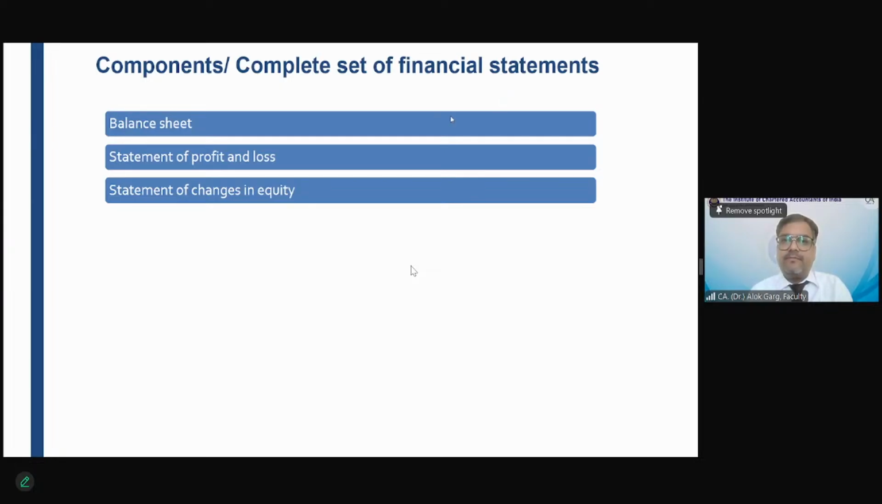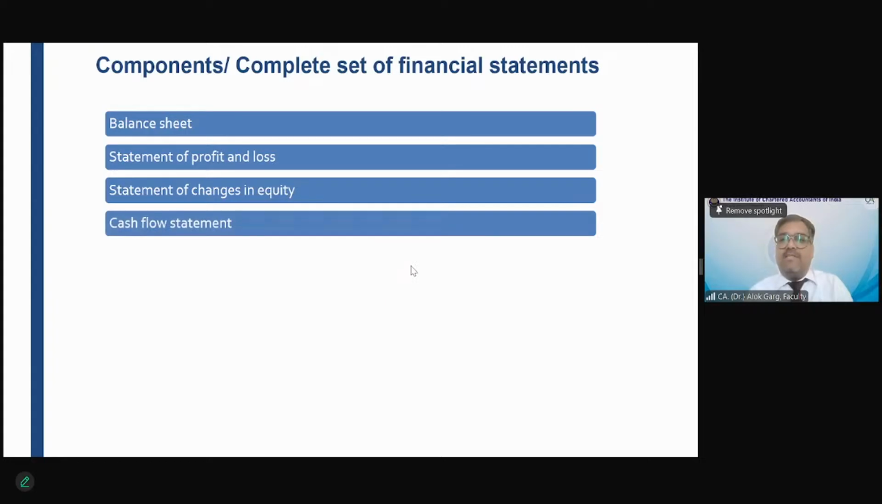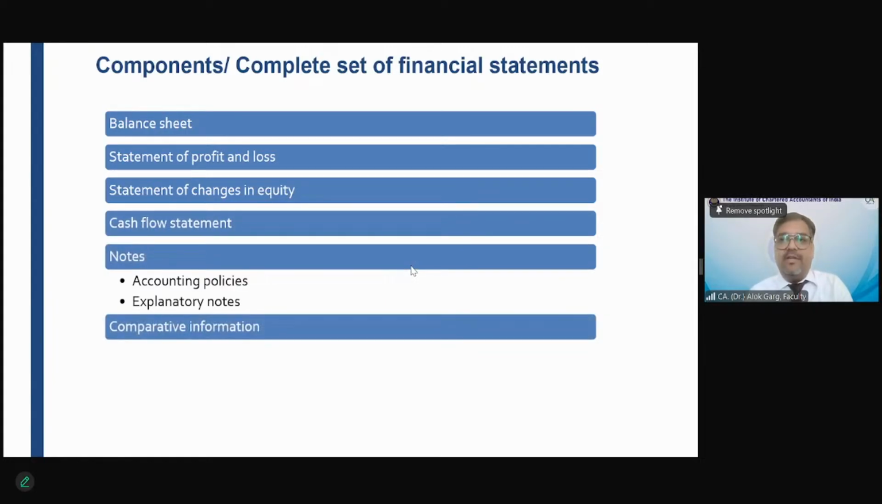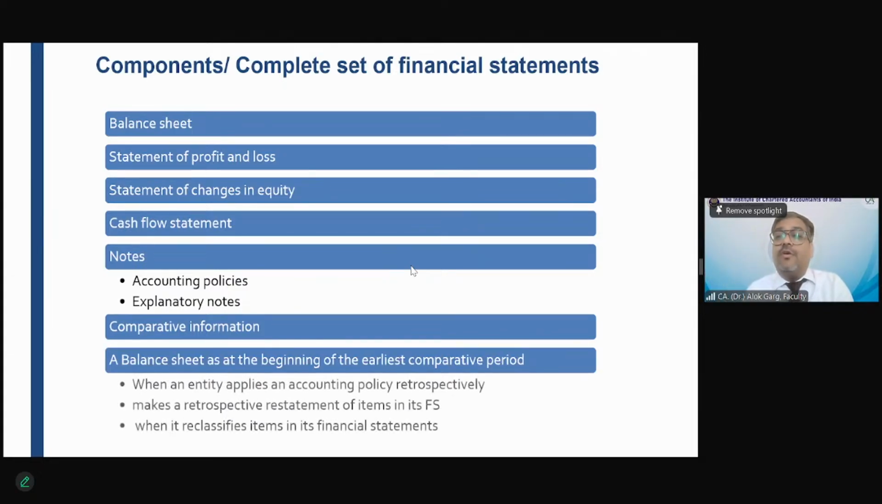Then the next part is statement of changes in equity. Then statement of cash flow is there. Then notes to accounts, which includes accounting policy and explanatory information. And at least 1 year comparative is required for all the items in the financial statement: for balance sheet, for statement of profit and loss, for statement of changes in equity, for statement of cash flows and notes to accounts. Every note to accounts, like related party disclosure, requires current year and last year numbers. So at least 1 year comparative is required. And the third, balance sheet.